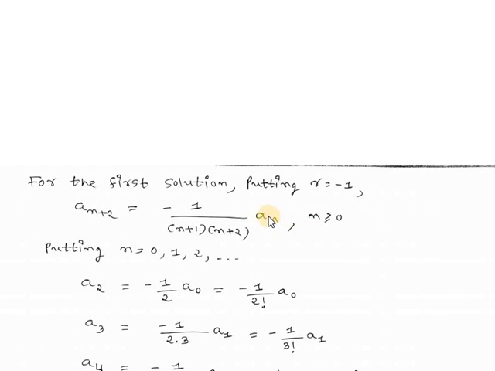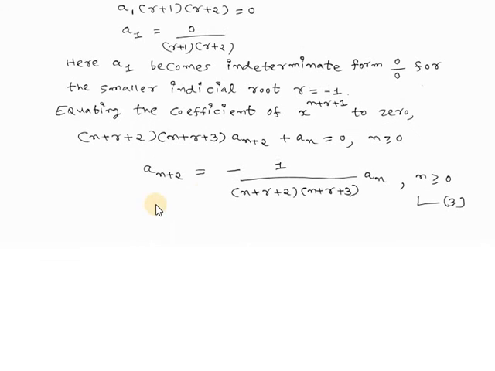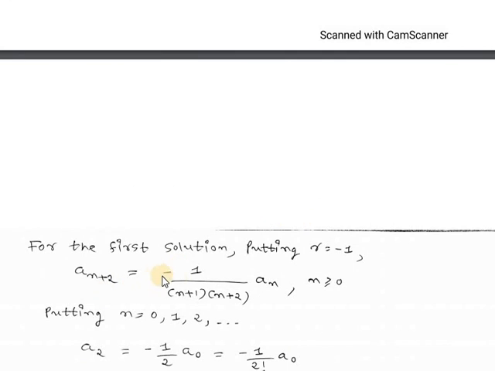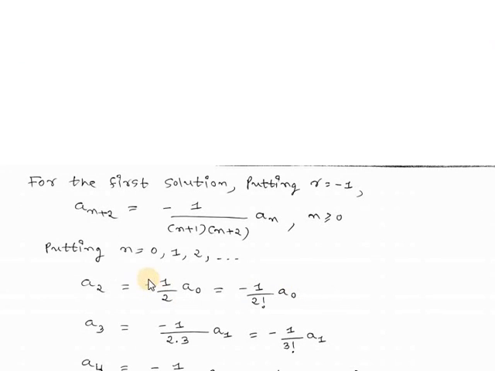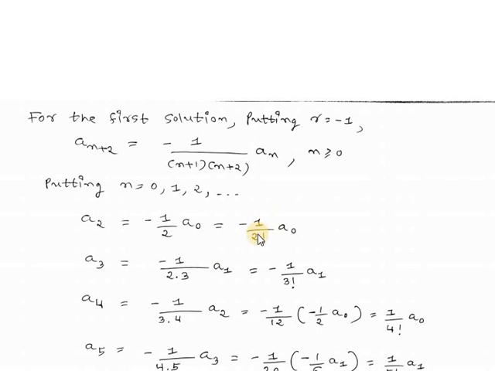Now for the first solution, putting r is equal to minus 1 in this equation, we will get a(n plus 2) is equal to minus 1 divided by (n plus 1) into (n plus 2) an, where n is greater than or equal to 0. Now putting different values of n starting from 0, so n equal to 0, 1, 2, and so on. If we put n equal to 0 here, then we will get a2 is equal to minus 1 divided by 2 into a0, which can be written as minus 1 divided by 2 factorial into a0.